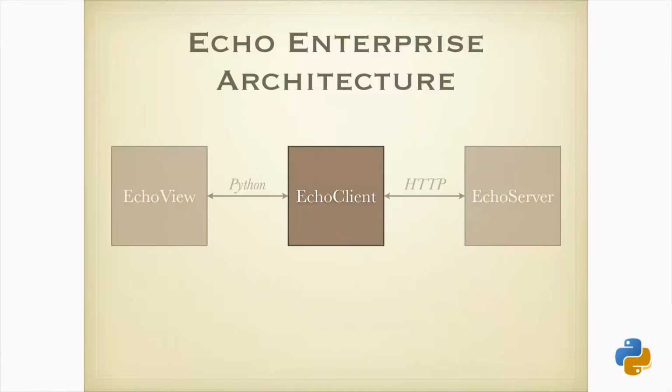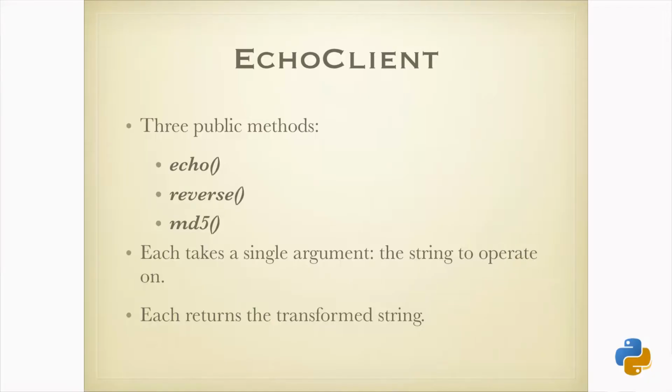So let's revisit our Echo architecture. The next stage we want to look at is the Echo client. So that's our Python API that communicates with the Echo server to expose the functions to our application. So for the Echo client, we want to have an API with 3 public methods, echo, reverse, and MD5, as we've discussed. And each takes a single argument, a string to operate on, and returns a transformed string.